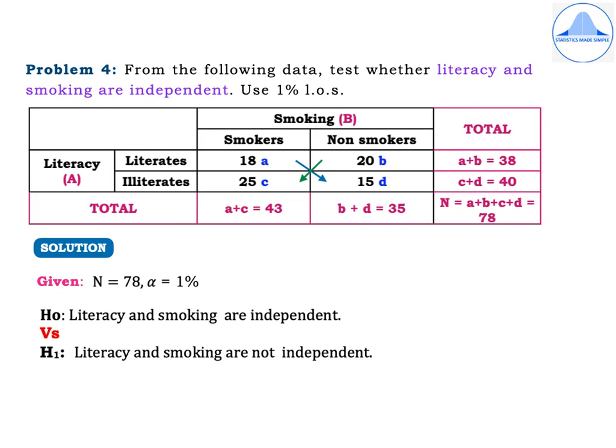Similarly, the total row, when we add A and C, you get 18 plus 25 equal to 43, and B plus D is 20 plus 15 equal to 35. And when we add 43 and 35, we get 78. So capital N is equal to A plus B plus C plus D, which is equal to 78. And the solution, given capital N is equal to 78 and now alpha is 1%. Then define H0, literacy and smoking are independent versus H1, literacy and smoking are not independent.